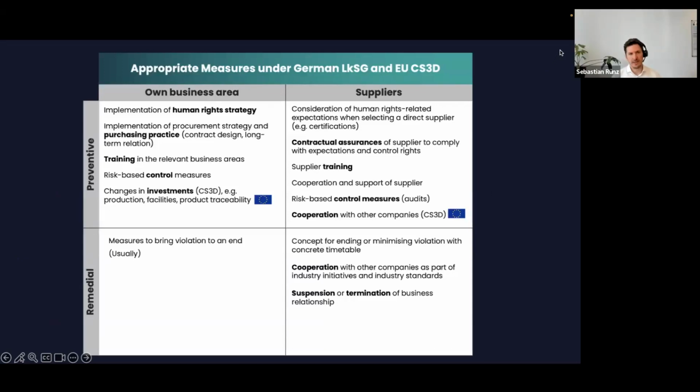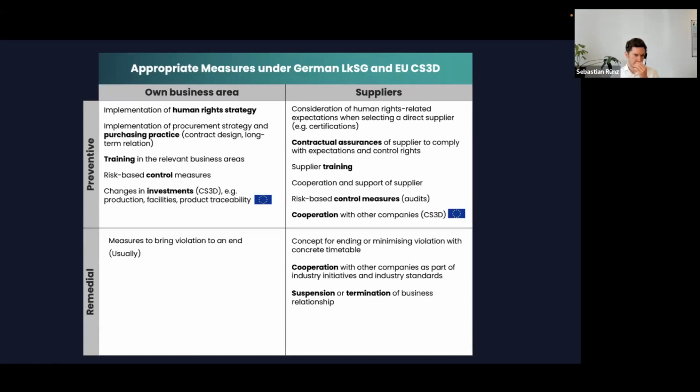On this slide, you can see, based on the German Supply Chain Act and also on the European CSDDD, which are the measures the legislator had in mind when they drafted those laws. We divided it into preventive measures in your own business area and with respect to your suppliers, and remedial measures in your own business area and with respect to your suppliers.